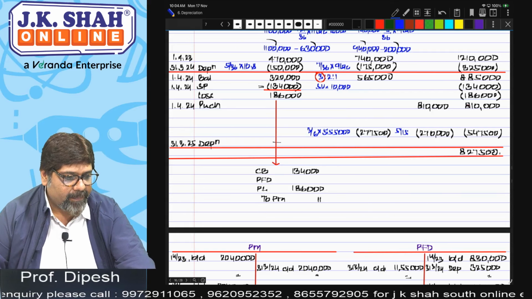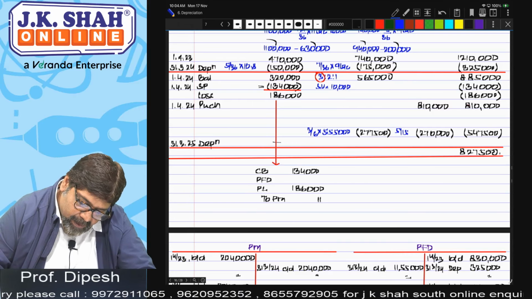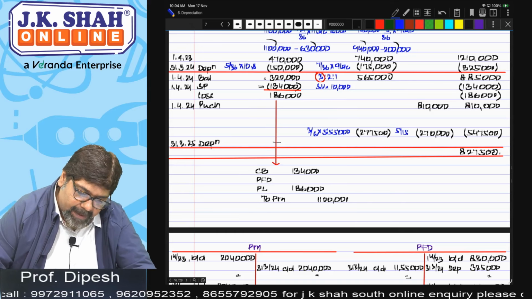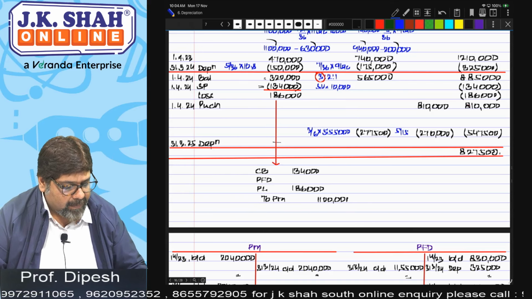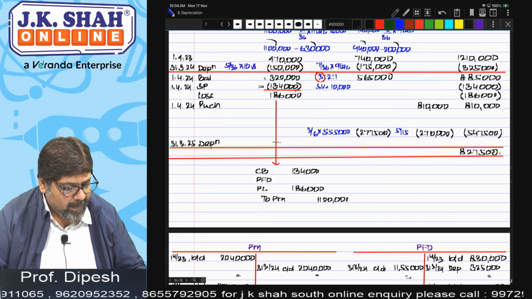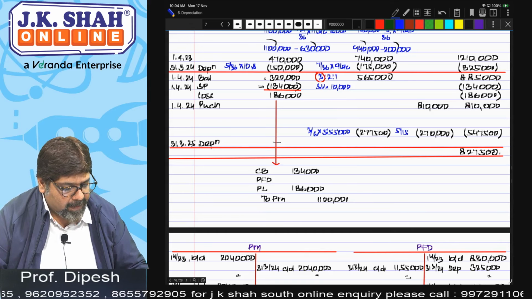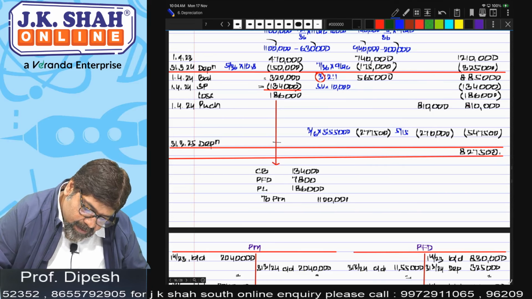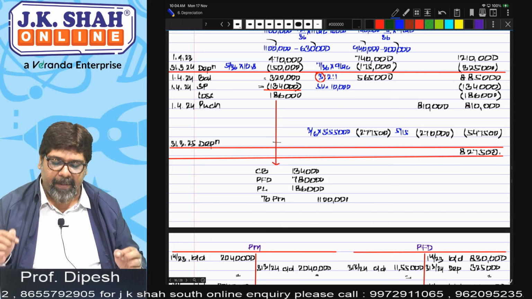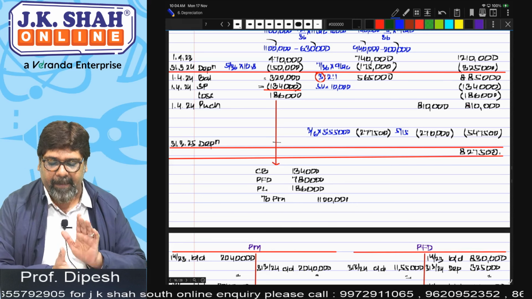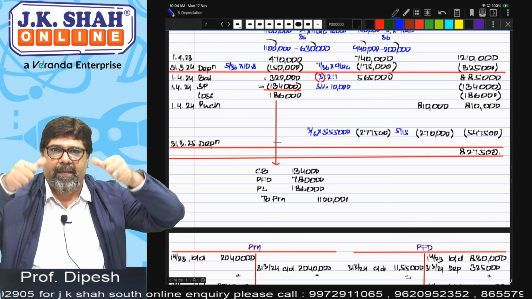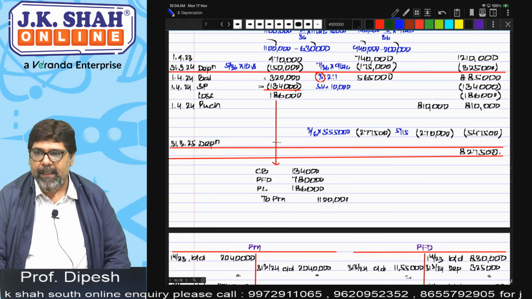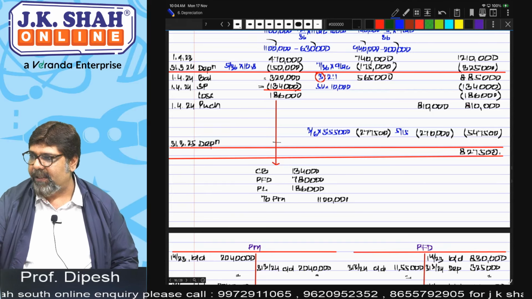Now, 11 lakhs ka asset has become 320. That means provision for depreciation is 7 lakh 80. Correct? Cash bank, PFD, PL to PM. Chartered, this much everybody understood? Yes or no? Anybody, any doubt?